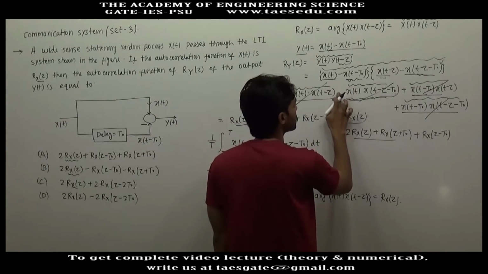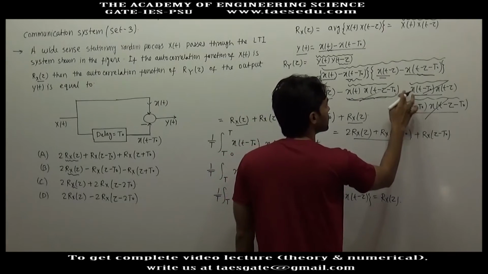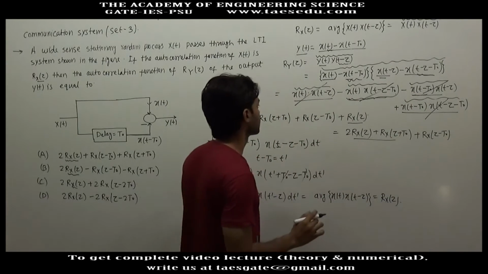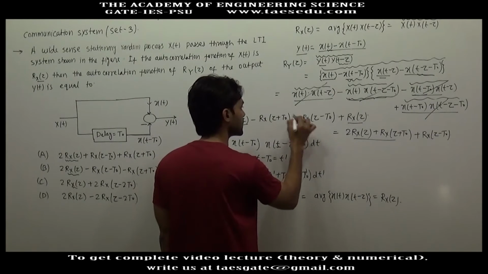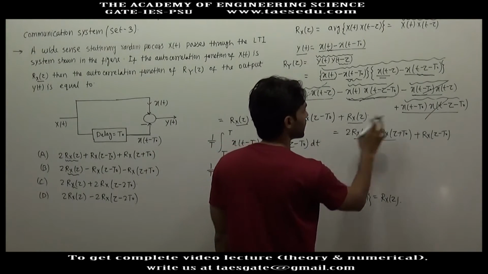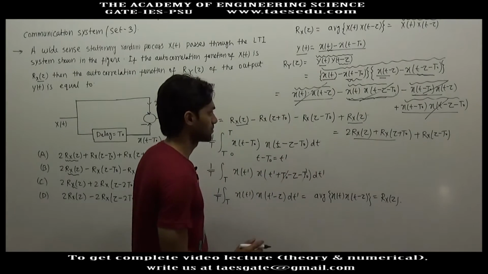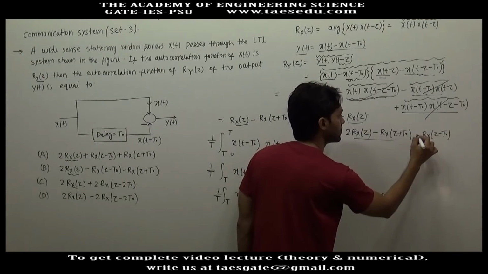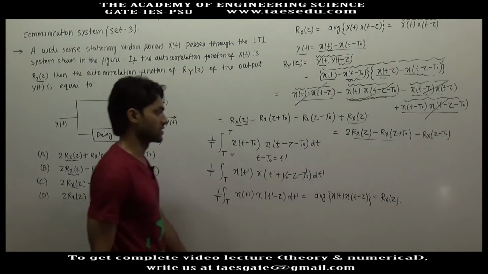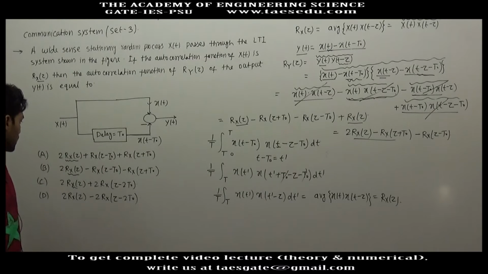The first term will be positive, the second will be negative, the third will be negative, and the fourth will be positive. So here also this term will be negative, this is negative, and the fourth term is positive. So this will be minus, and this will also be minus. So according to the question, option B will be correct.